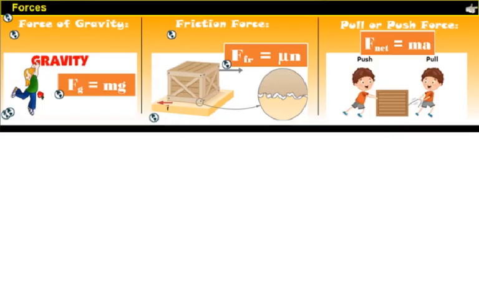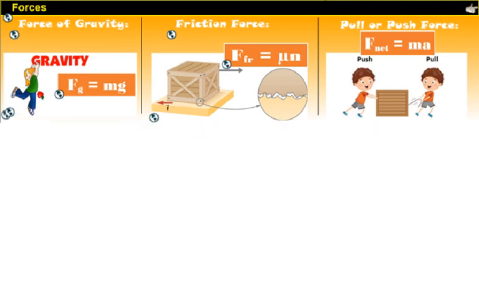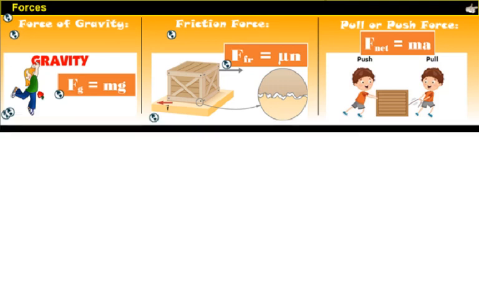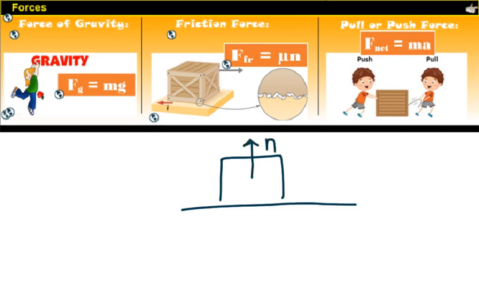So this was about the types of different frictions, and the formula for force of friction is mu times N. And in our case, because it is always a horizontal surface, your normal force is always going to be equal to the force of gravity.